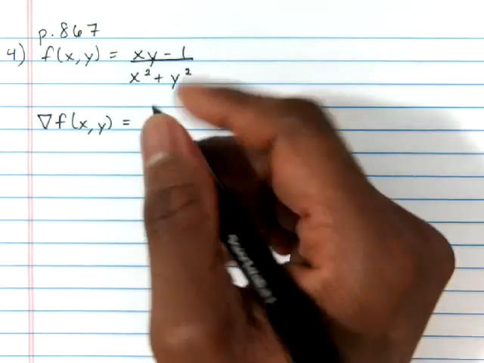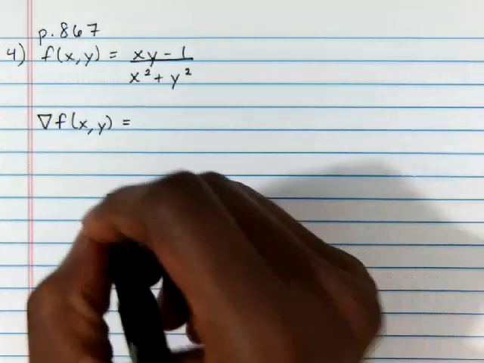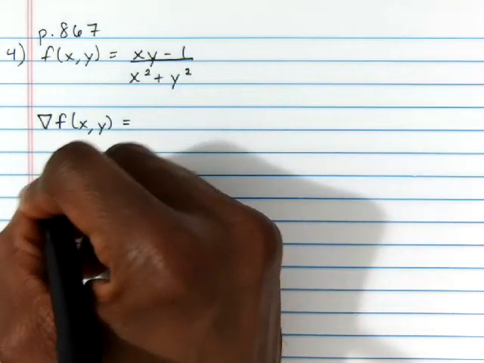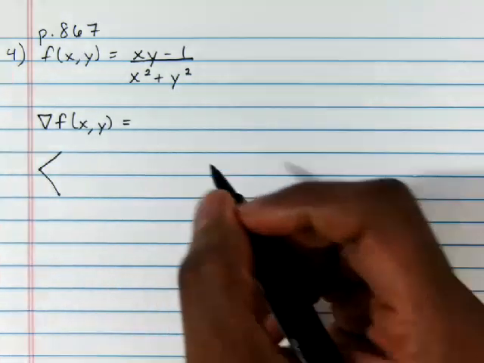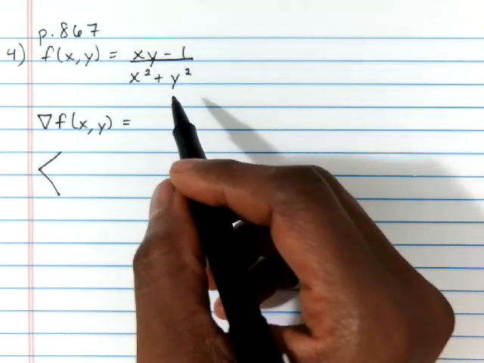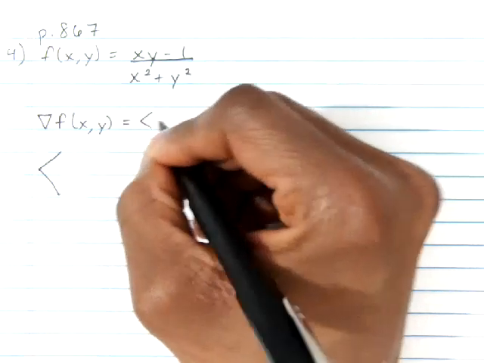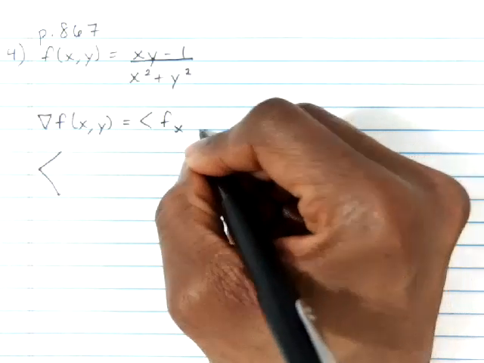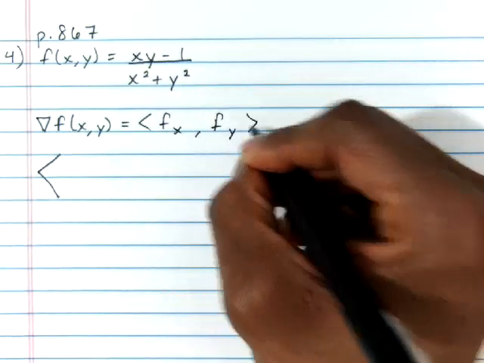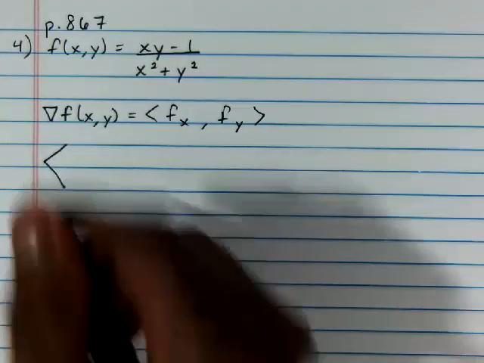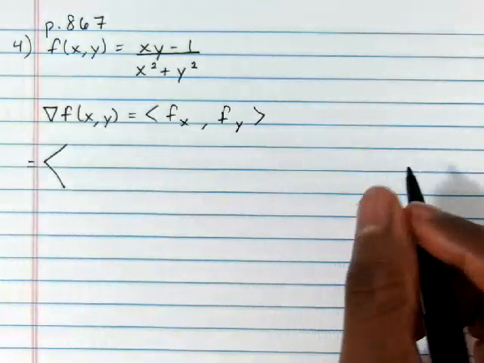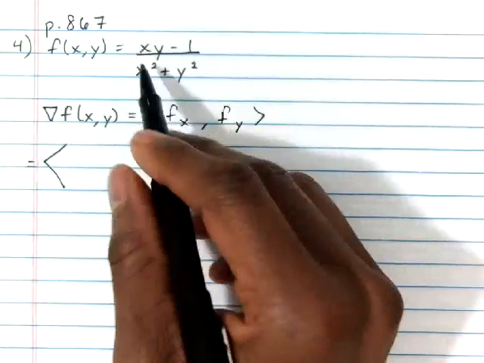So when you're asked for the gradient itself, you certainly need to write it out as a vector. So this equals, I don't think that's going to fit on this line, so I'm going to go down here. Let's write out what it is. So it's going to be f sub x comma f sub y, which is equal to, we take the partial of this with respect to x.